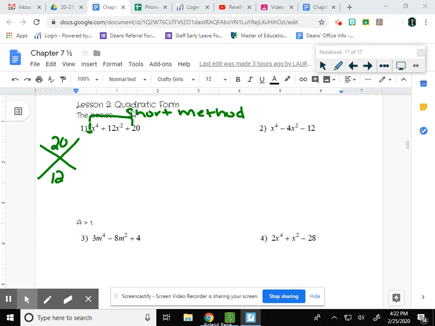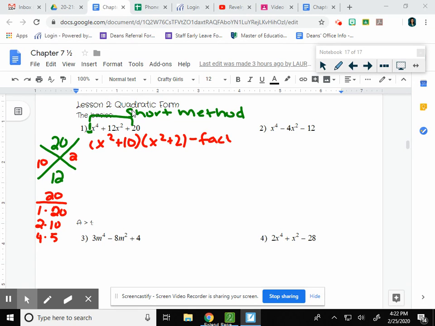Okay, so if you're not sure what multiplies to 20 and adds to 12, make a list. So 1 times 20, 2 times 10, and 4 times 5. And you say, which one of those gives me 12? Well, 10 and 2 do. Because it's the short method, we can go straight to our answer. So this is going to be x squared plus 10 and x squared plus 2. These guys are called our factors.